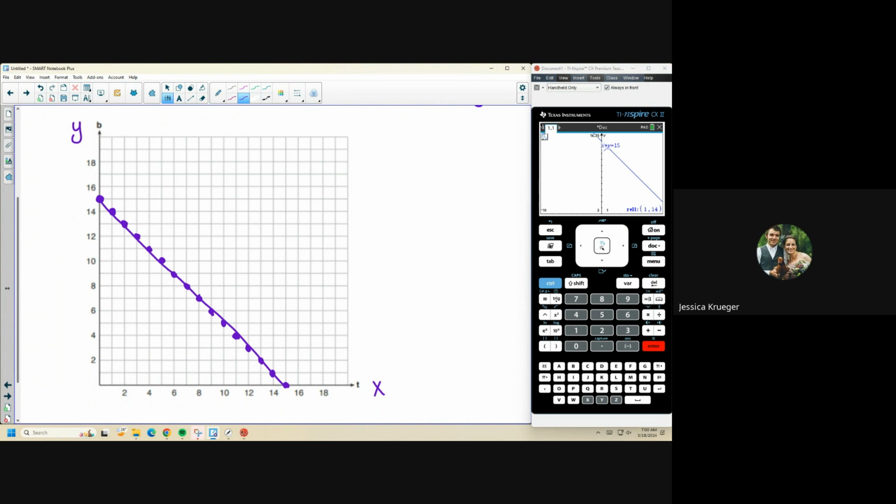If you extend it all the way to the edge of the graph, you don't need arrows. If you do not extend it to the edge of the graph, you must include arrows. In this case, I wouldn't include arrows because I can't have negative bikes or negative tricycles. So just consider that. This equation is T plus B equals 15.